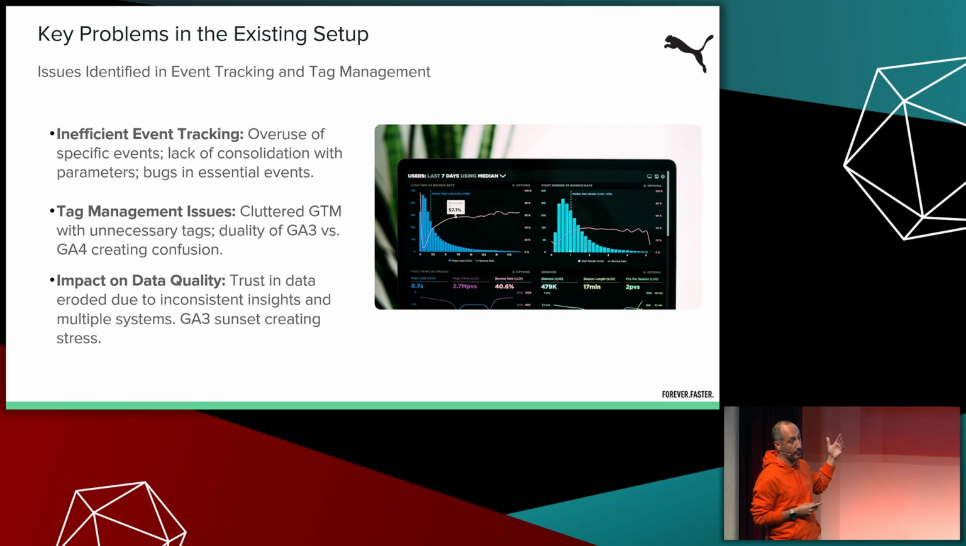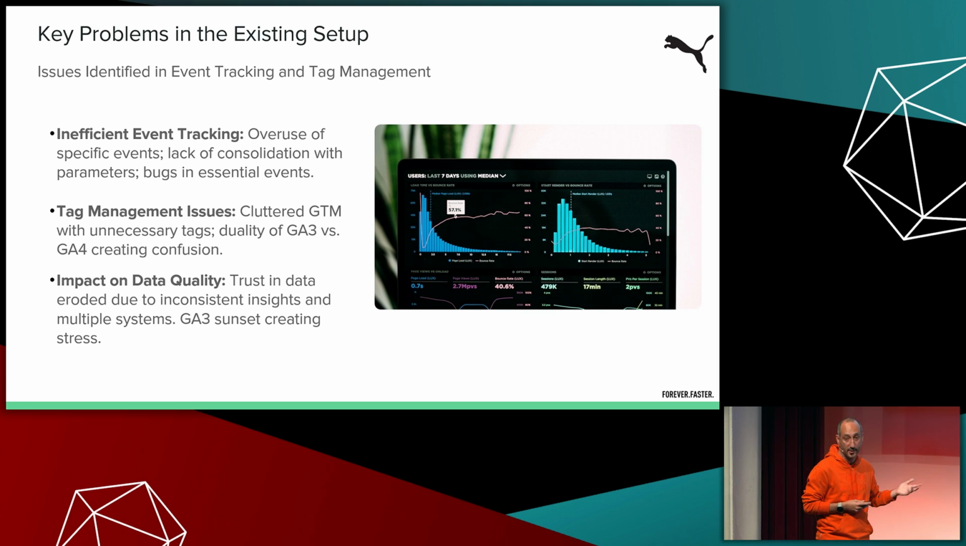Finally, of course, all of these result in data quality and trust issues. In the analytics setup, if you are a product owner, digital analytics manager, etc., I think your first goal is to have trust in the data, especially from different stakeholders and throughout the company. So this was also a problem that we had. And finally, the GA3 sunset was coming, and it was also creating lots of stress throughout the company and in the globe.